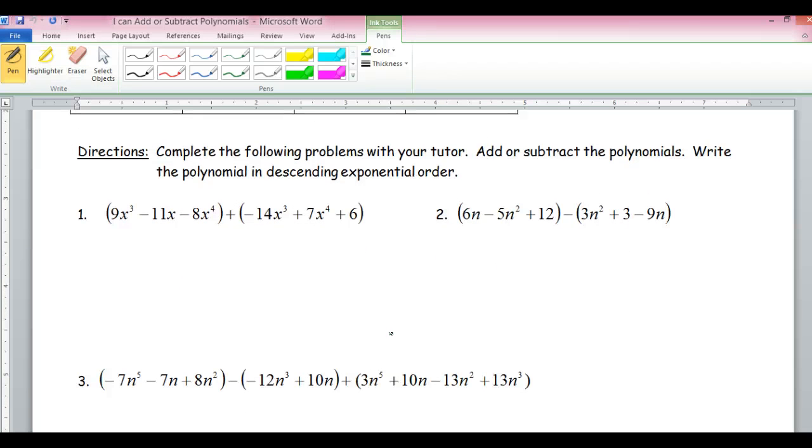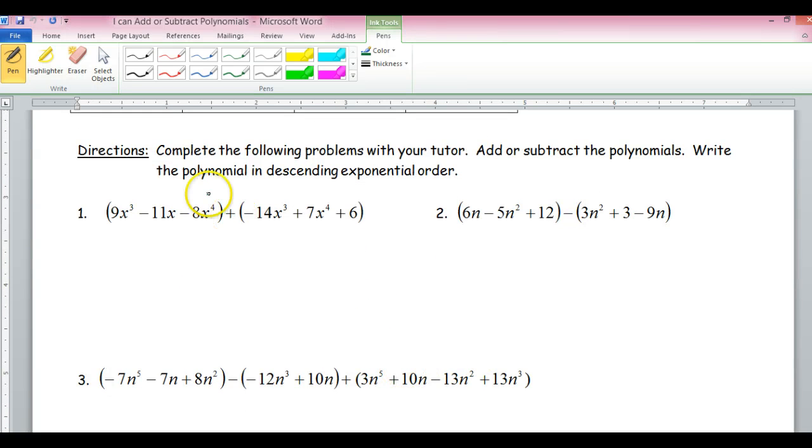When we look at the first example here, these quantities are each polynomials, and you can see in between them we are adding them. When you add polynomials, all you're basically doing is dropping the parentheses, so you can ignore the parentheses and combine like terms. That's why I say it's pretty much the same as what we've been doing in the past, because all you really are doing is combining like terms.